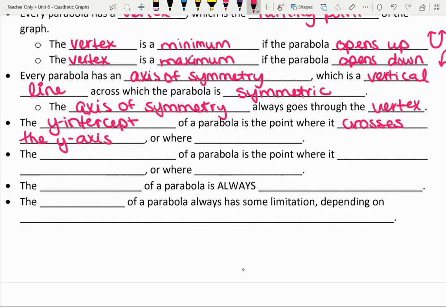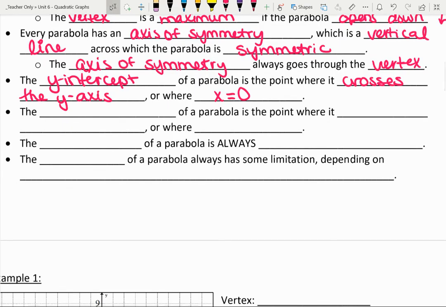Another way to think about that is that this is where x is equal to 0. So we could find it graphically, or we could find it by setting x equal to 0. On the other hand, the x-intercept of a parabola is the point where it crosses the x-axis, which is also where y is equal to 0. So y-intercept and x-intercept, we're pretty familiar with those concepts.